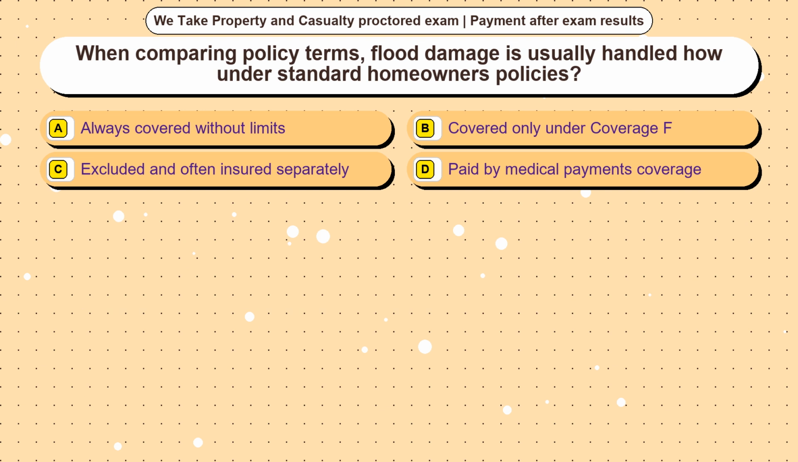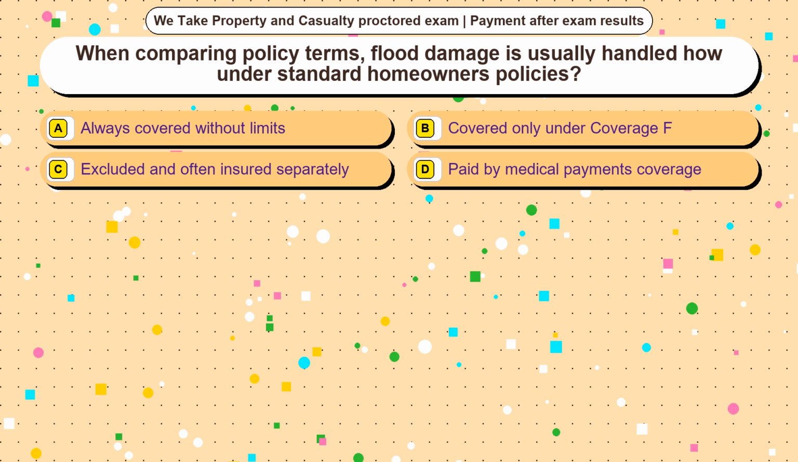Question 4. When comparing policy terms, flood damage is usually handled how under standard homeowners policies? Option A. Always covered without limits. Option B. Covered only under coverage F. Option C. Excluded and often insured separately. Option D. Paid by medical payments coverage. The correct answer is option.